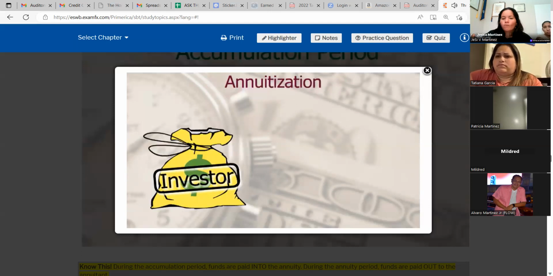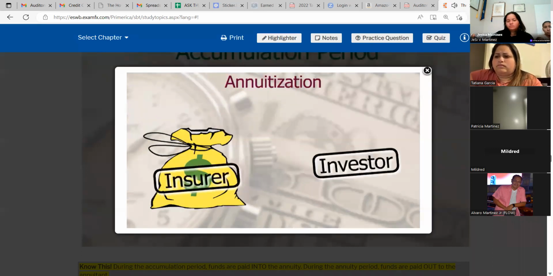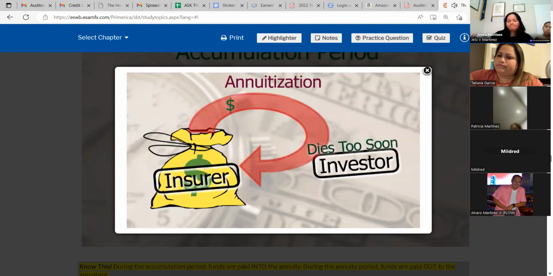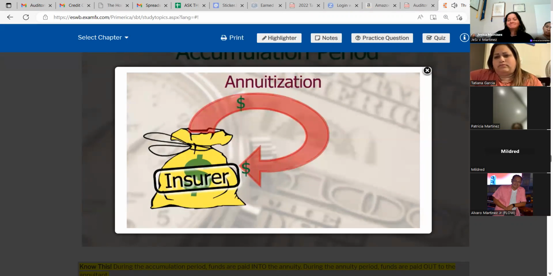In the annuitization of the contract, the investor gives up ownership of the bag, and his name gets replaced with the insurer's name. The insurer then begins making payments to the investor based on the payment schedule that the investor chooses. Depending on what type of payout the investor chose, the insurer may not even return the entire principal sum invested throughout the accumulation period. As is the case of a life-only settlement option, where the investor is paid a specified amount for life. If the investor dies too soon after annuitization, the insurer will keep what is left in the bag.